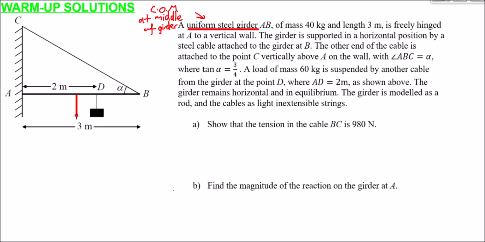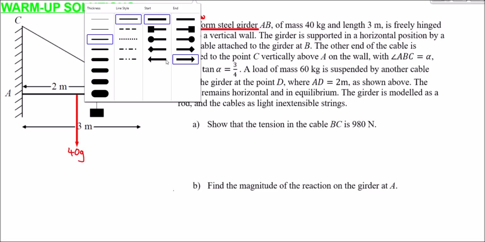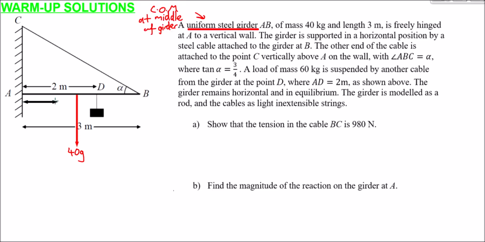So there, that's 1.5. I'm going to call that 40g, acting downwards, because 40g is of course its weight if its mass is 40. Make that line longer so I'm not cramping all the information in one. That's 40g. And I'll highlight on the actual distance, which is 1.5 here.